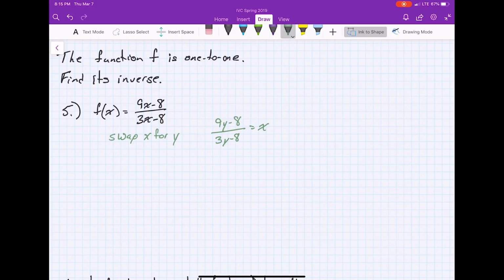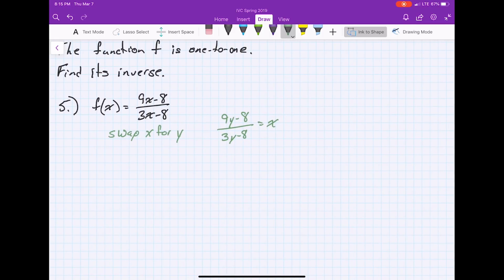So first thing we're going to do is move that (3y - 8) onto the other side. So that's going to mean it's x times that quantity, x times the quantity (3y - 8). Now we're going to distribute that x. So we'll get 3xy - 8x. And of course this side is still the same because we haven't done anything with that. That's the only change I made here. Could have done other things in my head, but I'm trying to show you all the steps.